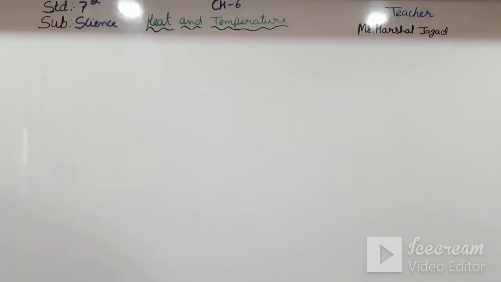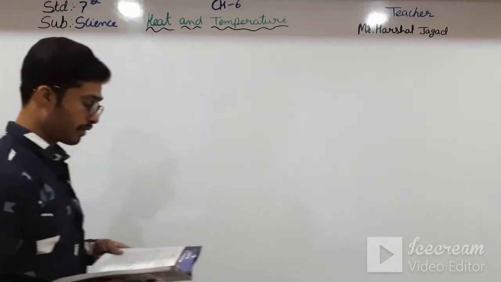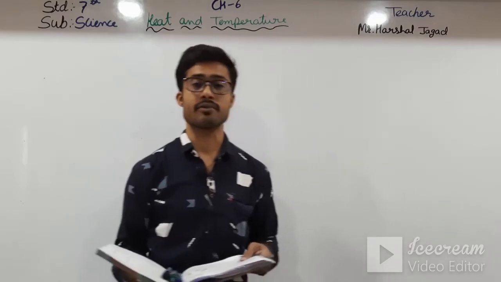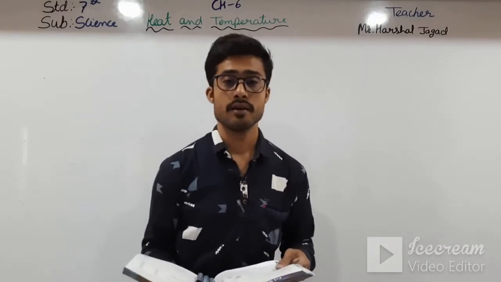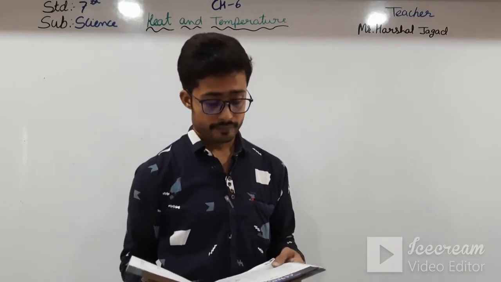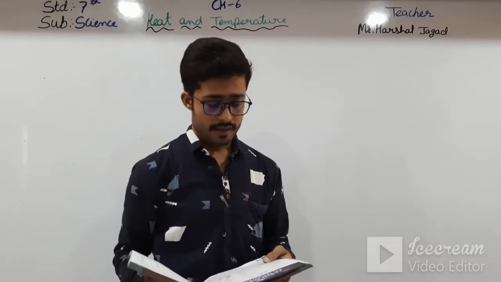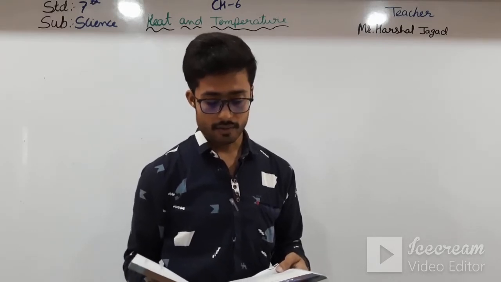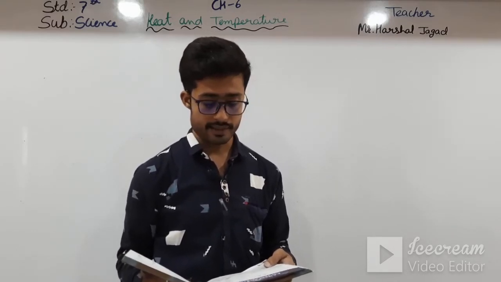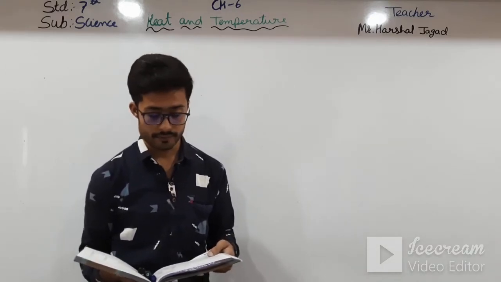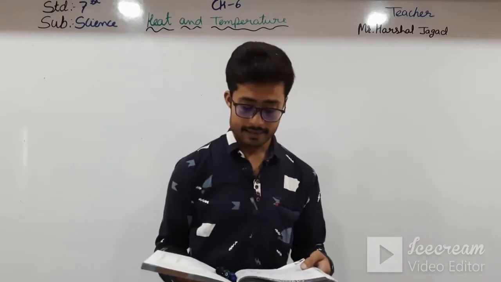So, starting with chapter number 6, that is heat and temperature. First of all, what is temperature? Sometimes some things are hot and some things are cold. This is because of a quantity called temperature. Temperature indicates the degree of hotness or coldness of a body or a place.